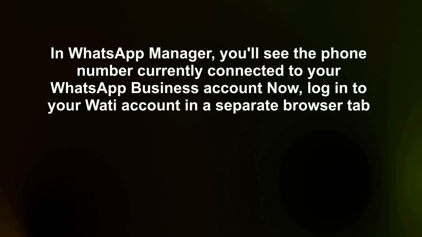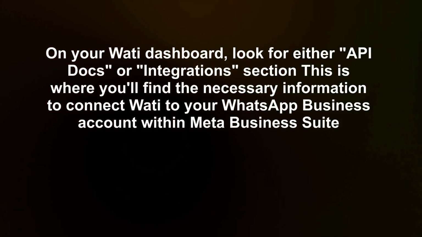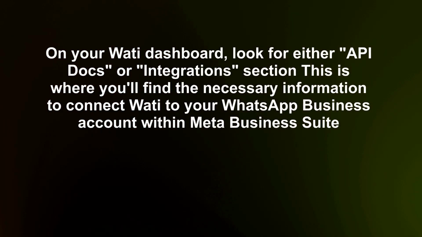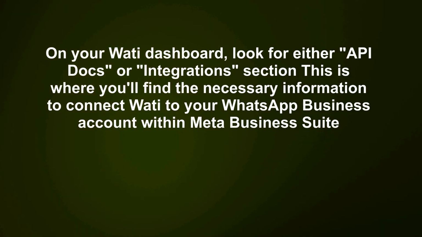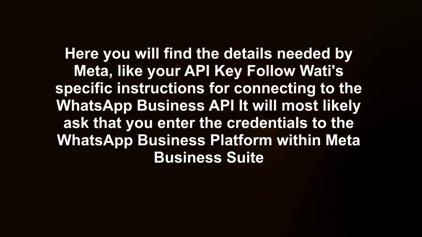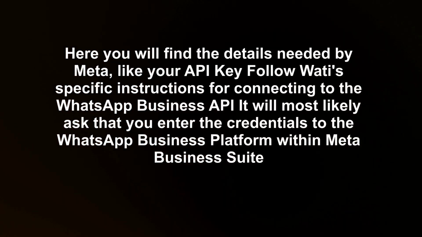Now, log into your Wati account in a separate browser tab. On your Wati dashboard, look for either the API Docs or Integrations section. This is where you'll find the necessary information to connect Wati to your WhatsApp business account within Meta Business Suite. Here you will find the details needed by Meta, like your API key. Follow Wati's specific instructions for connecting to the WhatsApp Business API.